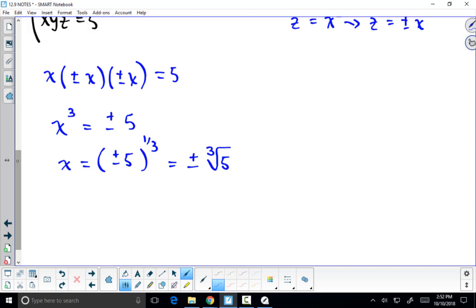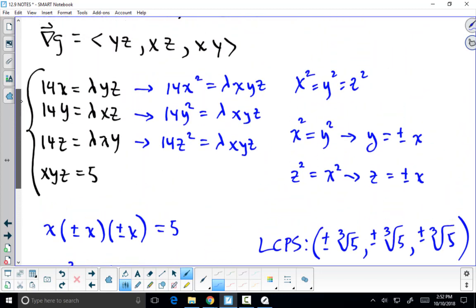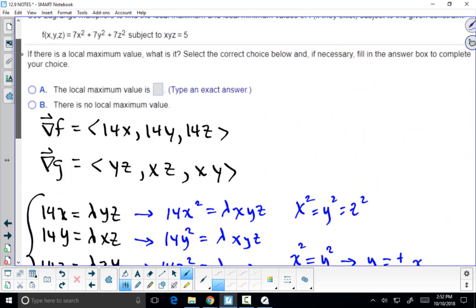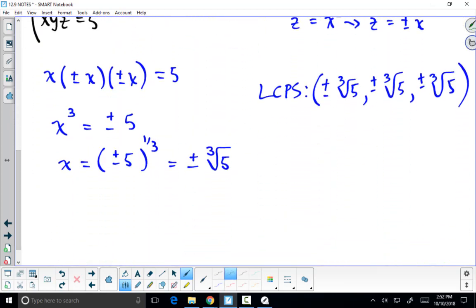We have x could be positive, y could be then positive or negative, and z could be positive or negative. So our Lagrange critical points look like this. Plus or minus third root of 5, comma, plus or minus third root of 5, comma, plus or minus third root of 5. So we've got lots of choices. And we go to our function. Our function was 7 times the sum of the squares. So f is equal to 7 times the sum of the squares.